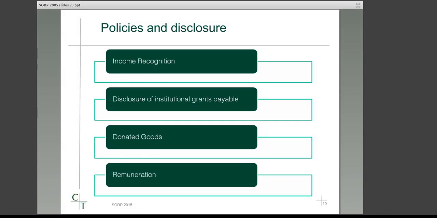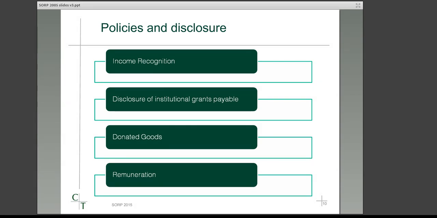The final thing to mention in relation to disclosure is about remuneration of key management personnel. Key management personnel, as I think I said before, are the people who are delegated the significant responsibility for managing the charity, and you now have to set out in the notes the amount of remuneration paid to these key management personnel, which is a change from before.